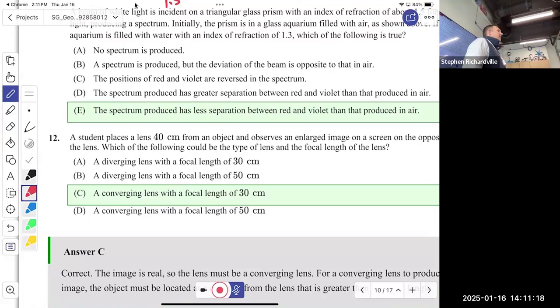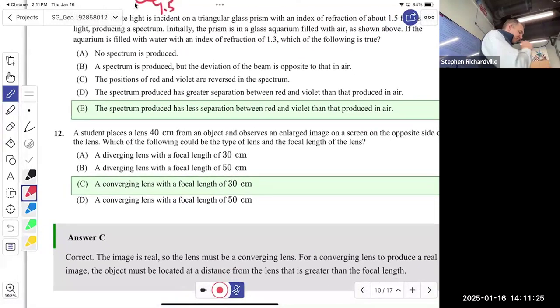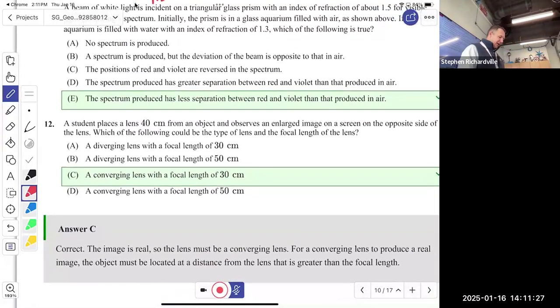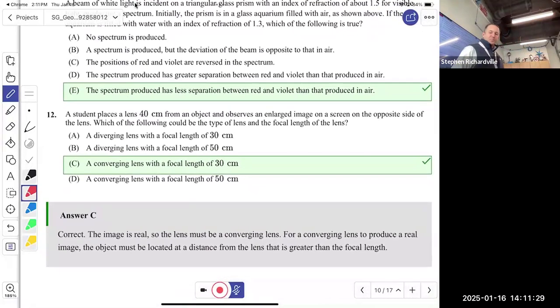So it places a lens 40 centimeters from an object and observes a large image on the screen on the opposite side. For those of you who had optics in honors, maybe this is more ingrained in your head. If it's a diverging lens, A and B, I can only have a small upright image on the same side, period. So I've got to kill A and B.